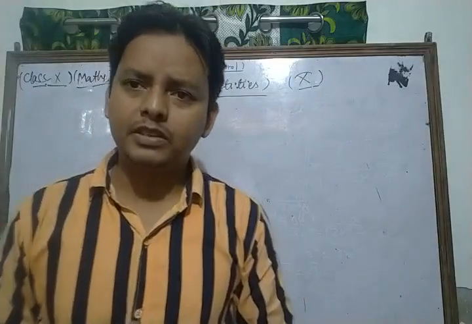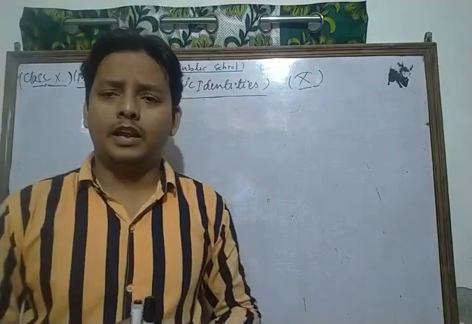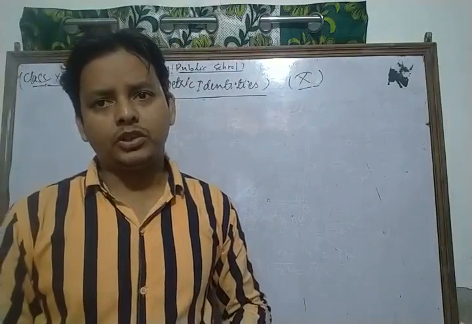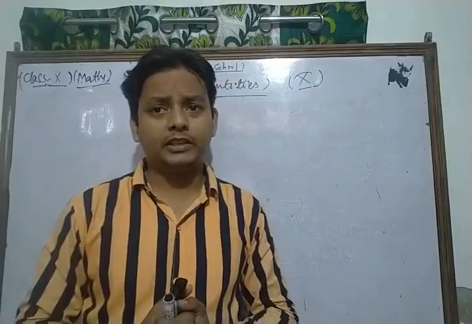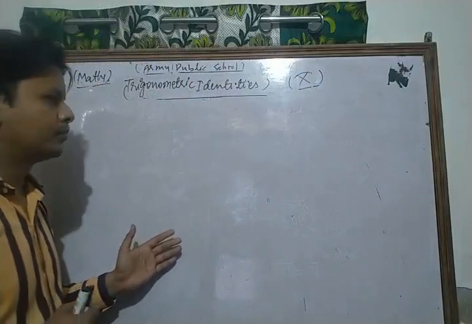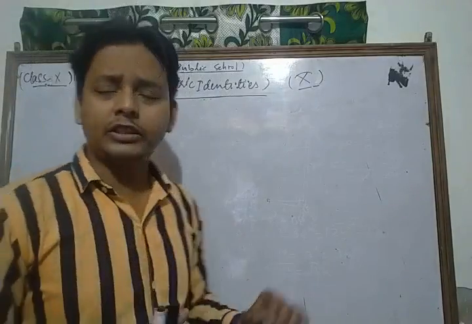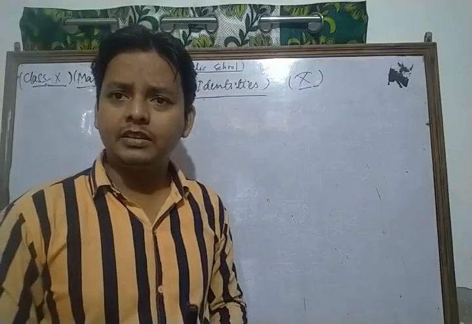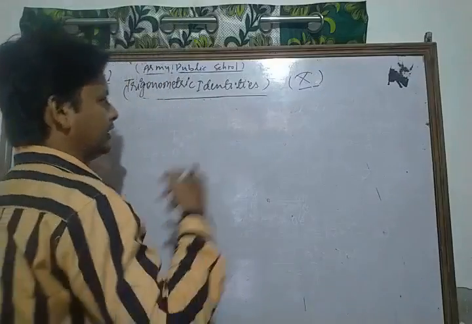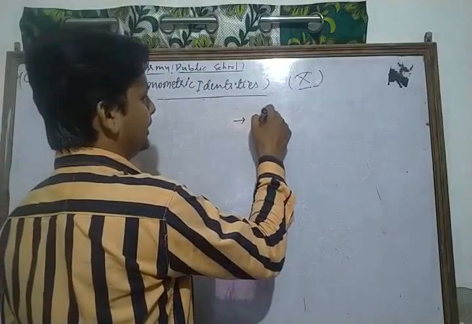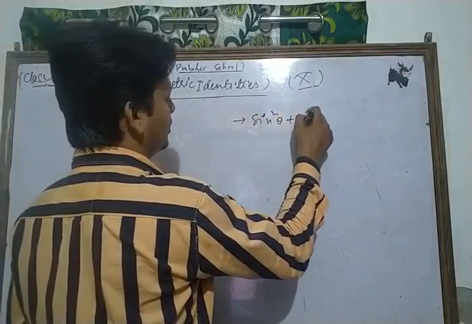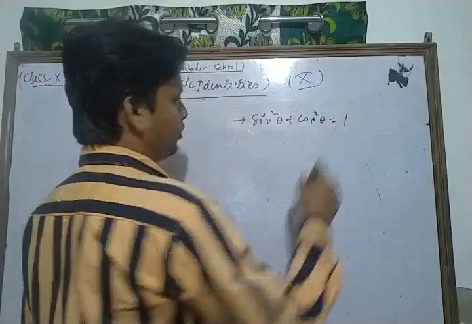Dear students, in the previous class we discussed a very important chapter of your syllabus, which is trigonometric identities, and we discussed some important trigonometric identities. Like we discussed the identity sin square theta plus cos square theta is equal to 1.